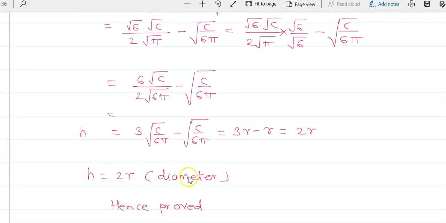Again, if we simplify this, you will get the simplification. This is nothing but the value of r. That is, this is 3r minus r, which is nothing but 2r, and hence the height is equal to the diameter, and hence it is proved.